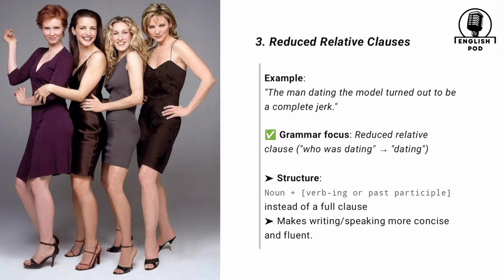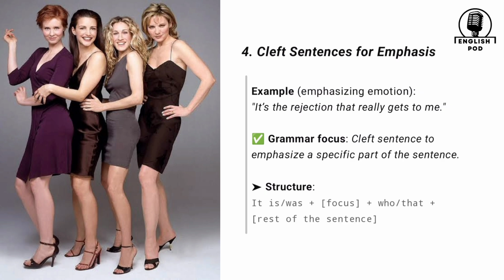All right, cleft sentences for emphasis. Another emphasis trick. Yep, another way to put a spotlight on one part of the sentence. Cleft sentences often start with it is or it was. Like the example, it's the rejection that really gets to me. Perfect. Instead of just saying the rejection really gets to me, that structure isolates the rejection and makes it the absolute focus. It's saying this is the thing that matters most. Like pointing a finger linguistically. Okay.